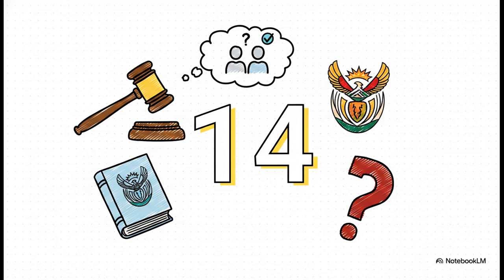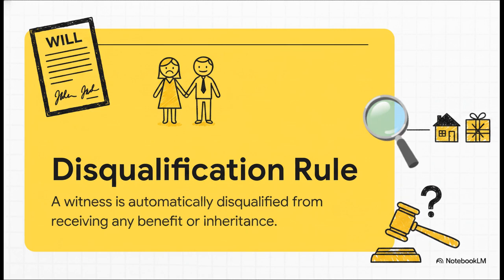Sounds super easy to find a 14-year-old, right? But the absolute danger lies in exactly who you choose. Because here is the biggest ethical and legal trap in the entire Wills Act, the disqualification rule.